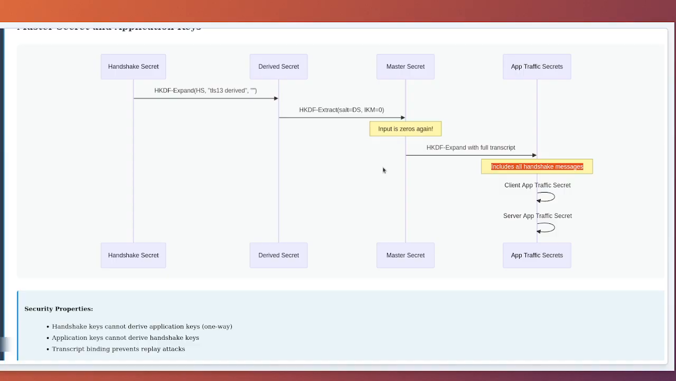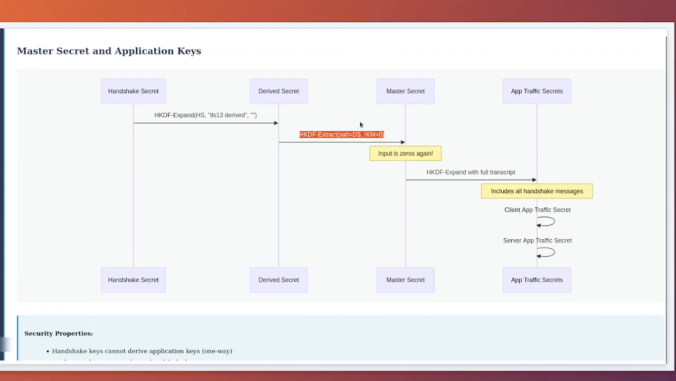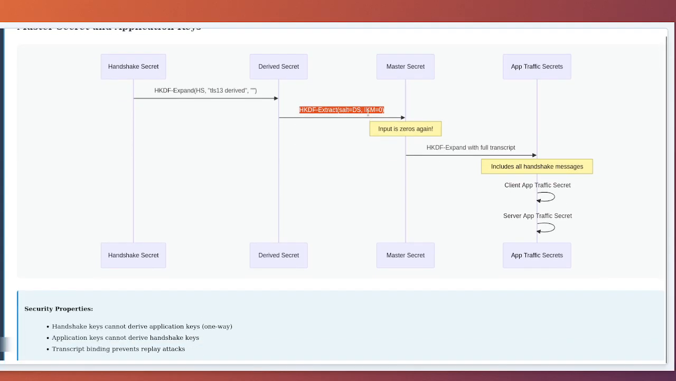Derived_secret equals HKDF-Expand, using handshake_secret, the string "tls13 derived", and hash. Note that we're using an empty hash here. Then, master_secret equals HKDF-Extract, with salt equals derived_secret, and IKM equals 0. Yes, the input key material is zeros. This might seem strange, but it maintains the consistent structure of the key schedule.